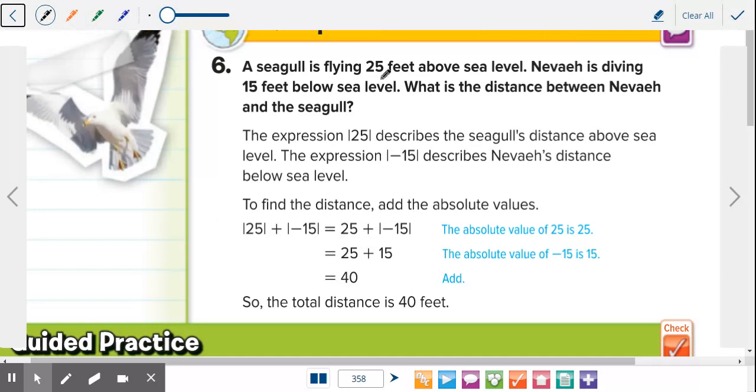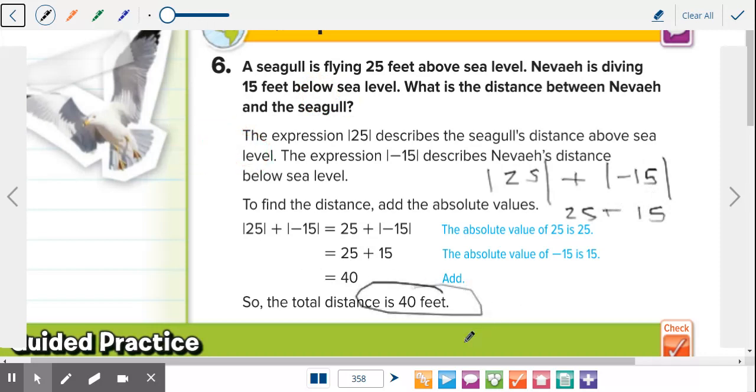So basically what you're going to have to do is set it up like this with absolute value. So you would do the absolute value of 25 plus the absolute value of that. How would we represent 15 feet below sea level? Negative 15. And then you just solve this out. So what's the absolute value of 25? 25. What's the absolute value of negative 15? 15. And then you add them together, so 40 feet. Okay? So that's the only difference you're going to see on this, that story problem. Any questions on that one?